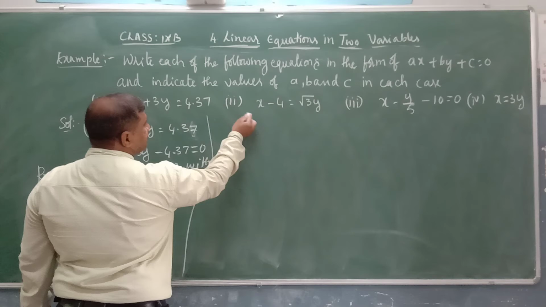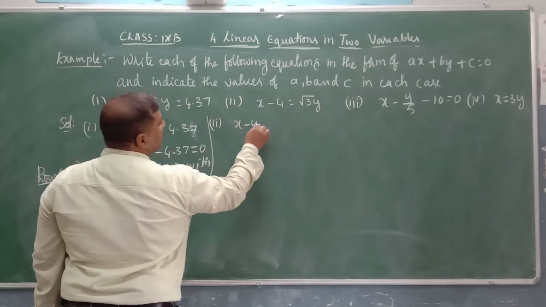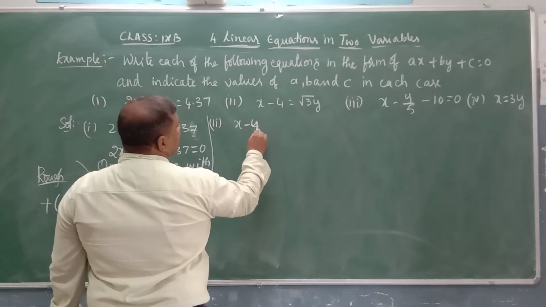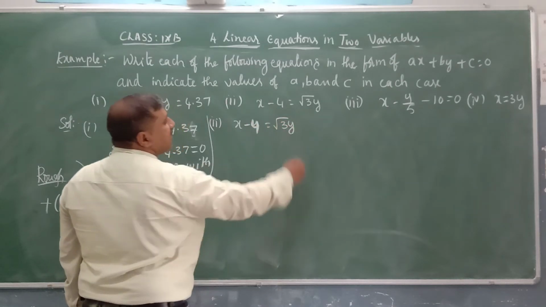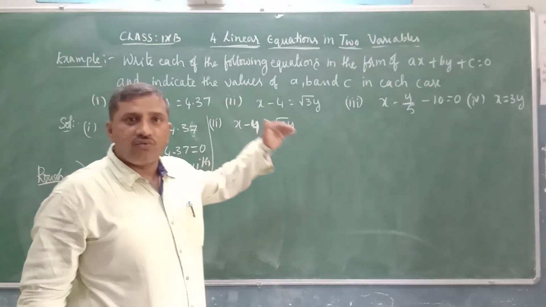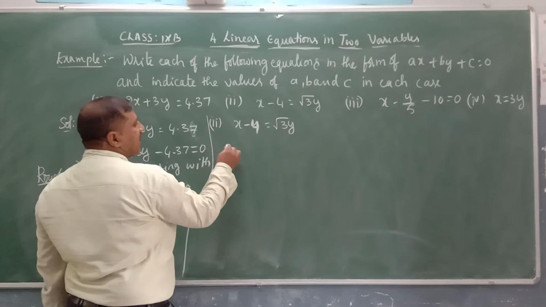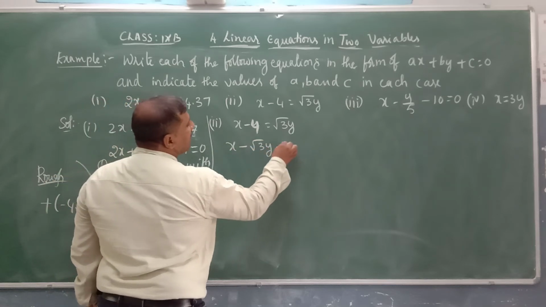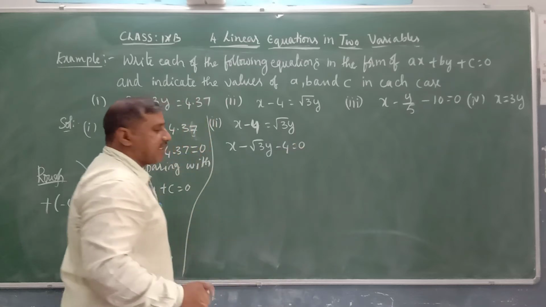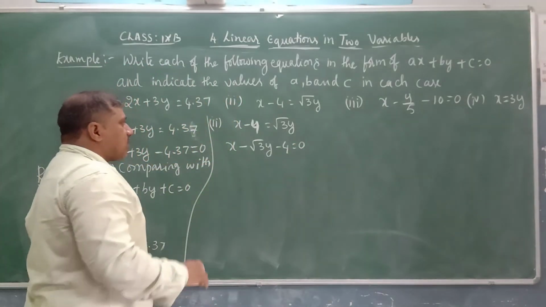Now see the second question. The given equation is x minus 4 is equal to root 3y. On the RHS we should have 0, so transpose root 3y to LHS. We get x minus root 3y minus 4 is equal to 0.